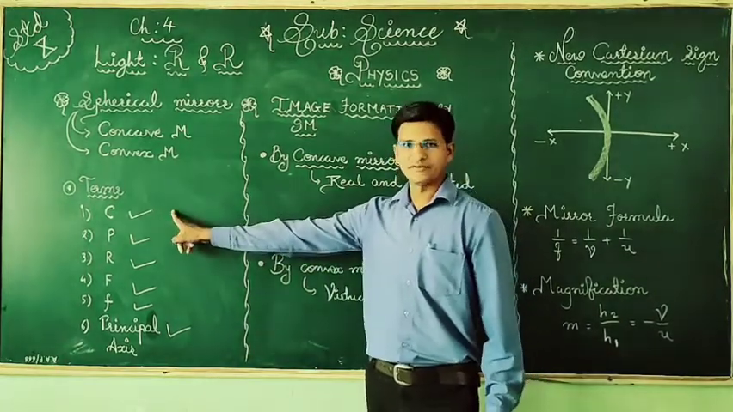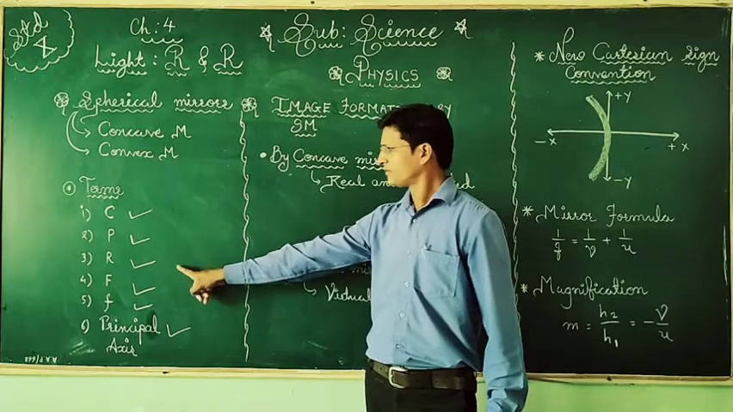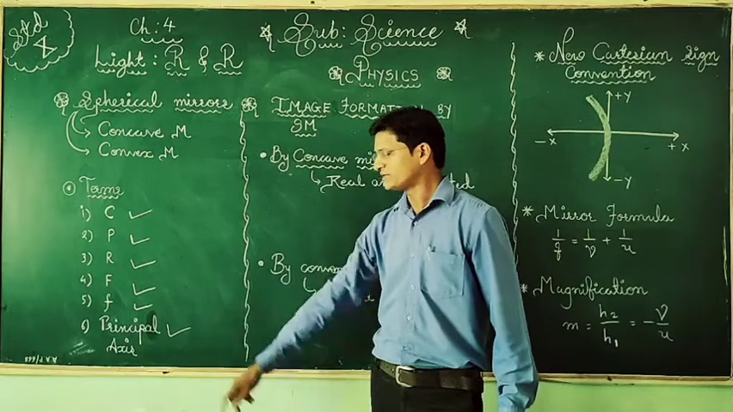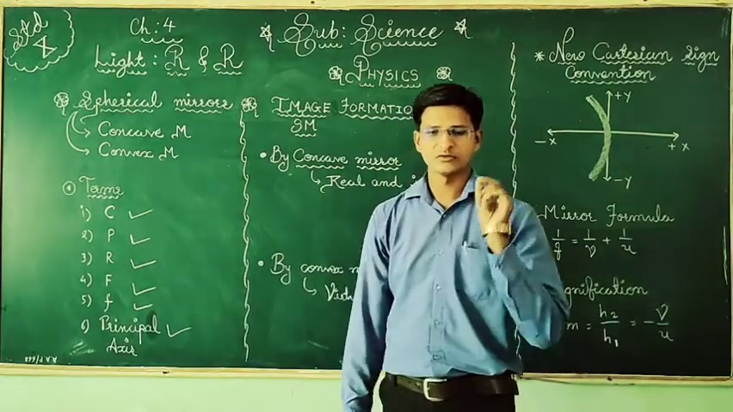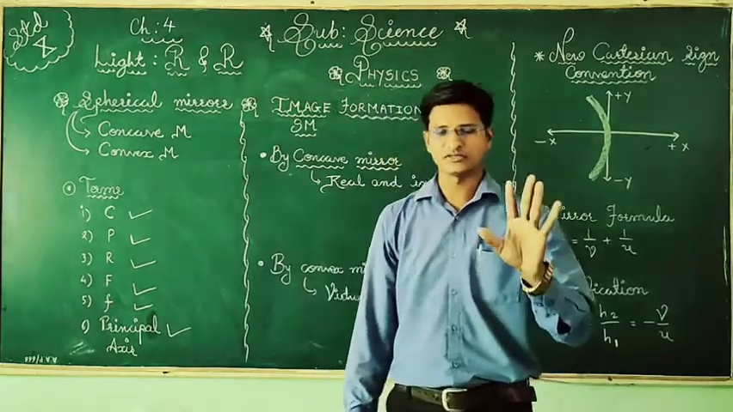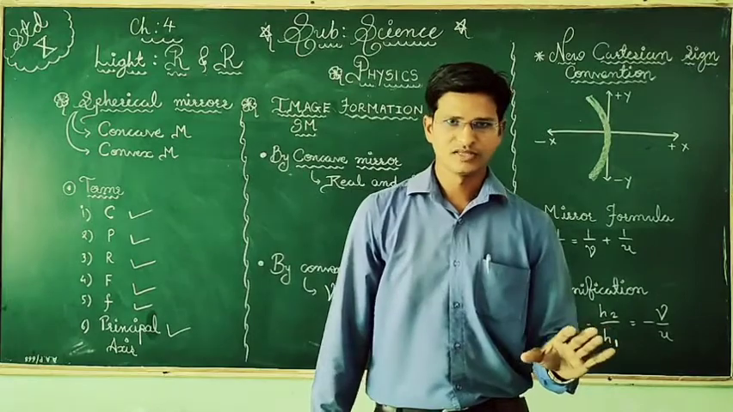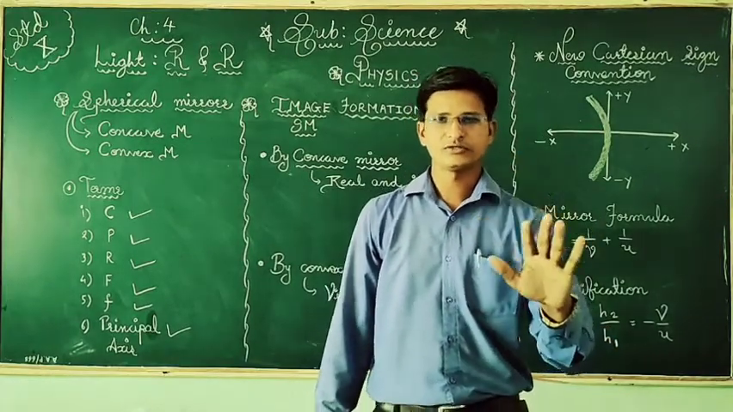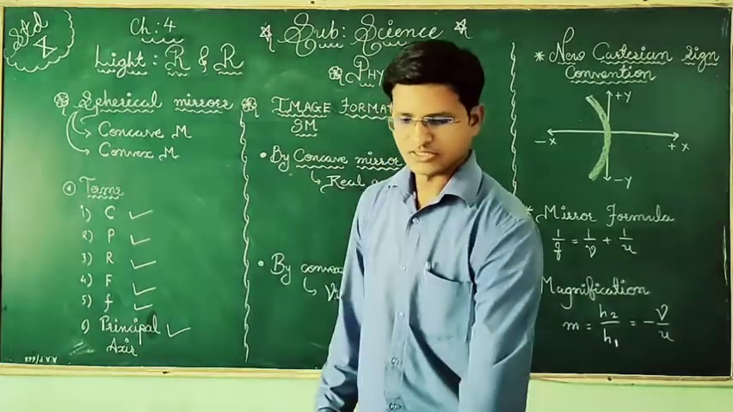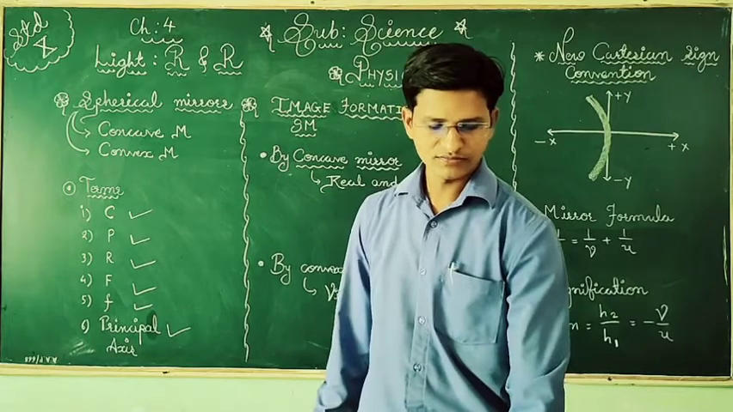So first of all, you will write the definitions of center of curvature, pole, radius, principal focus, focal length and principal axis. All the definitions you have to write. Just the definition, no need to explain. And for your understanding you can draw a diagram. It is not compulsory for all the students. So this is about the terms related to reflection.